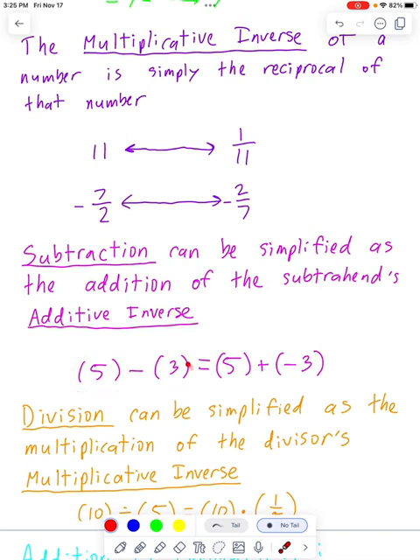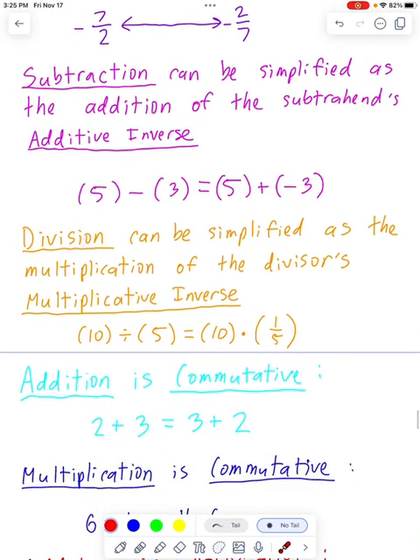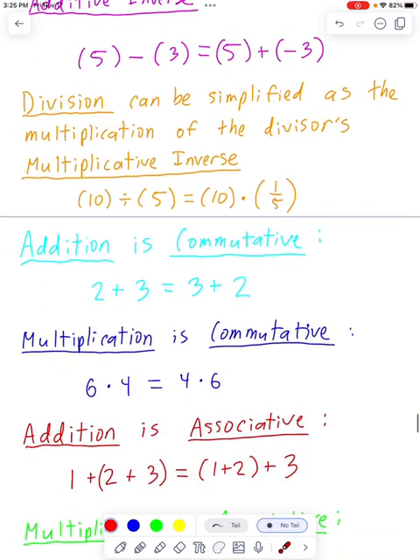So if we have this subtraction expression, we can simplify this to the addition of this number's additive inverse. Similarly, division can be simplified as the multiplication of the divisor's multiplicative inverse. So for example, this division expression can be simplified to this multiplication expression, where this and this are multiplicative inverses.